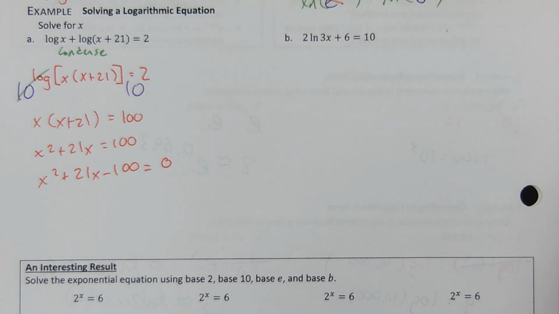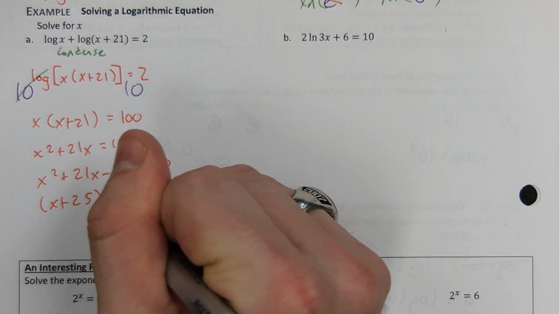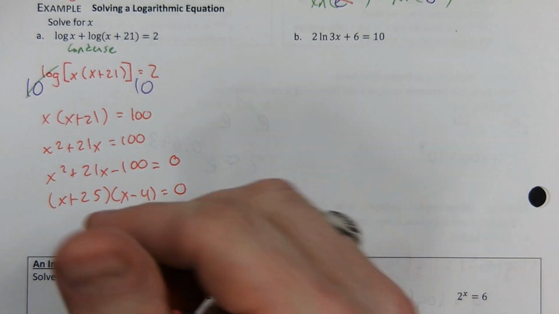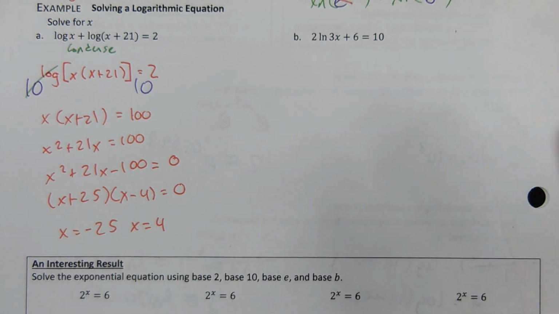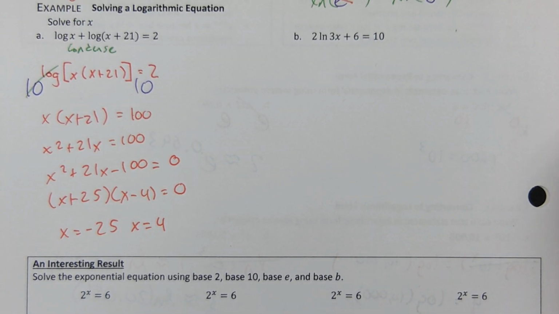Yes, Ilya? 25 and 4? Or negative 25 and negative 4? Yep, because you have to multiply to negative 100. So we have x plus 25 and x minus 4. We have two solutions. We have x equals negative 25 and x equals 4. So once again, not new math, a new base. But that's it. I haven't changed anything.